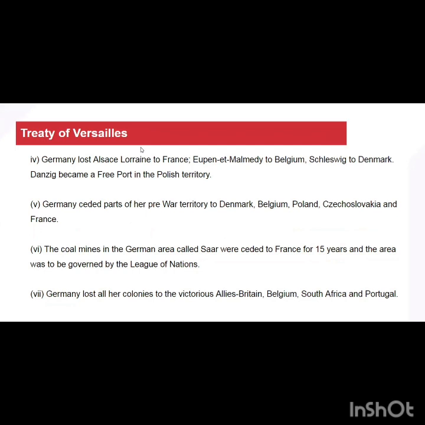Okay, so the entire Germany was divided into two parts, West Germany and East Germany. And between West and East Germany, a new country, Poland, was made, and Germany's port Danzig was now made a free international port under Poland. That is the Polish territory.